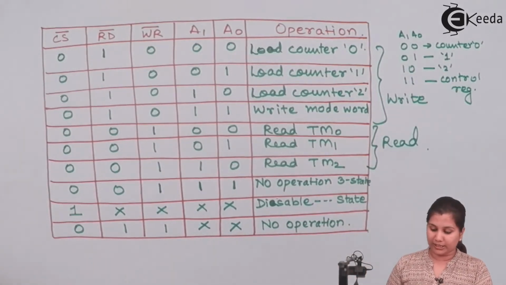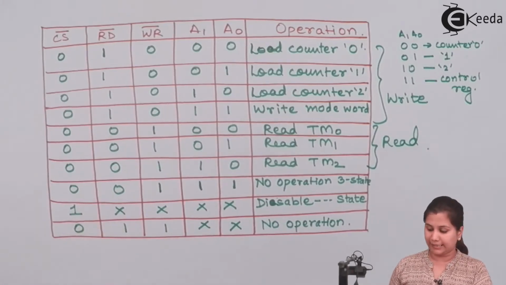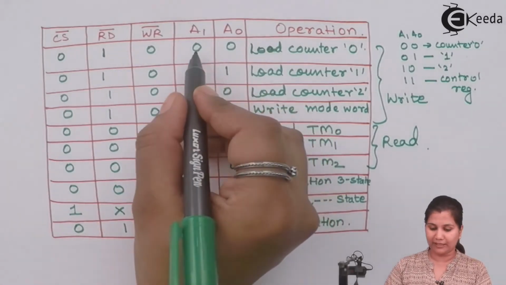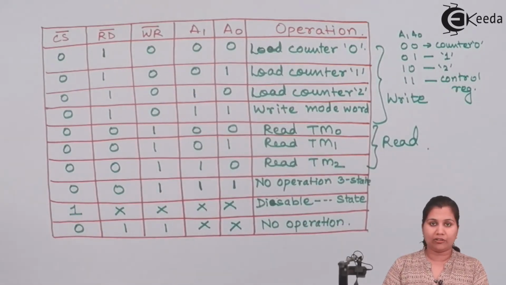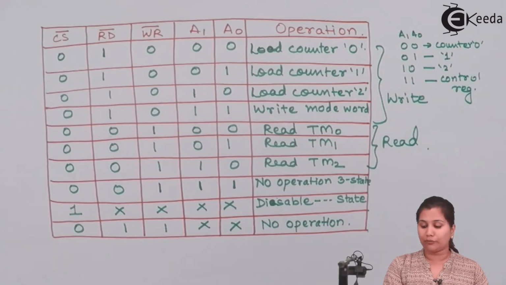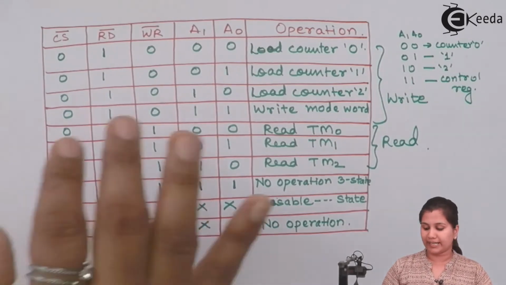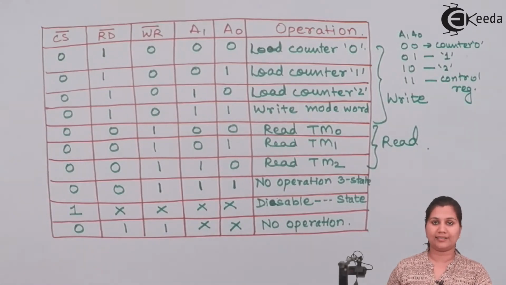Okay, so this is the table which shows which internal register is selected according to the value of A1 and A0. These A1 and A0 are basically the address lines of the microprocessor. So the 8 address lines decide the address of the 8253 IC. Out of the 8 address lines, 2 decide which internal register is connected, and the rest of the lines decide the chip select signal.